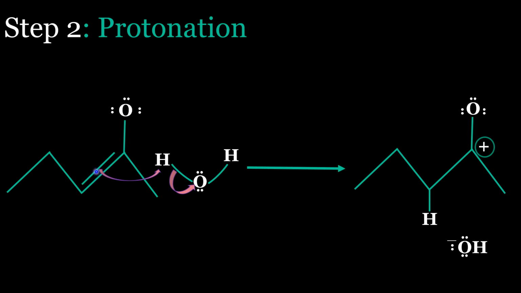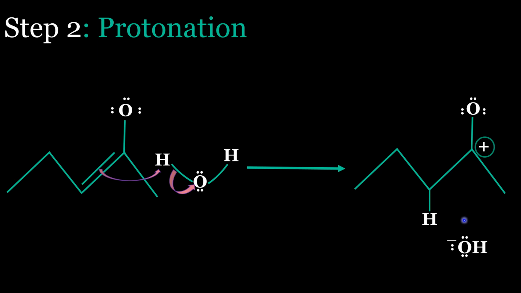Our pi bond is going to come over here and grab this hydrogen from our water molecule, which was formed in our previous step, and form a bond attaching it to our molecule. And while this is happening, the bond between hydrogen and oxygen is going to be breaking, and when the bond breaks, our oxygen is going to be gaining another set of lone pair electrons.